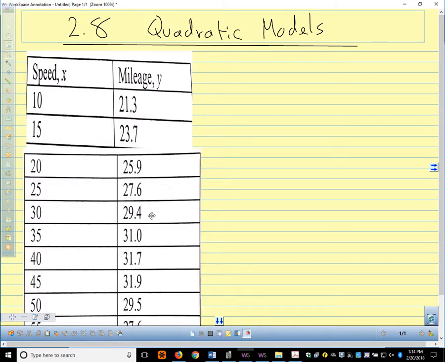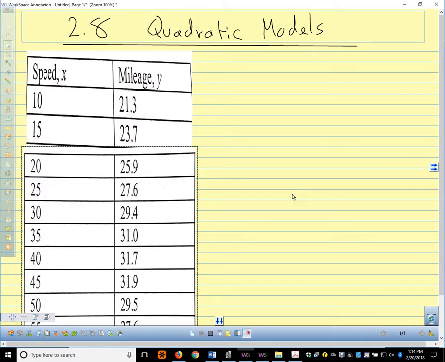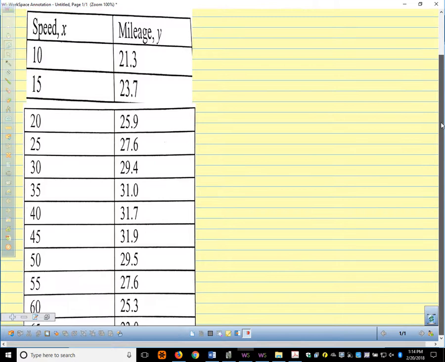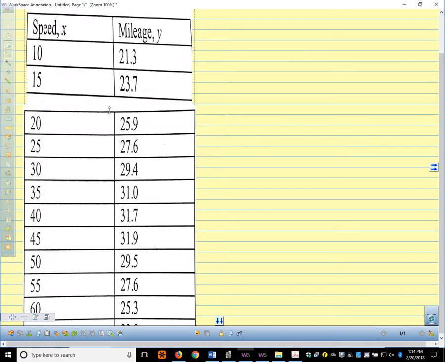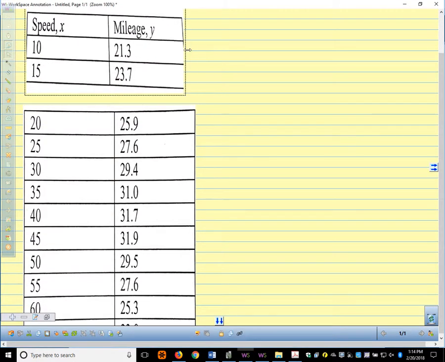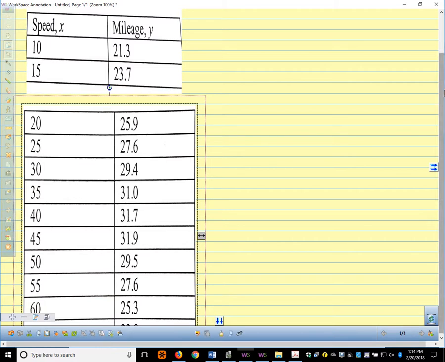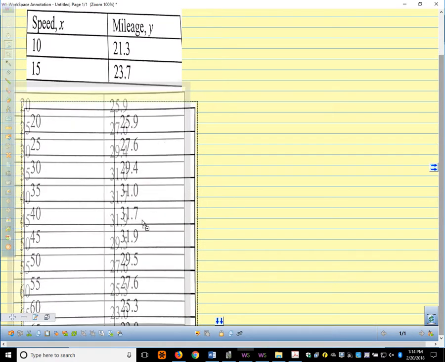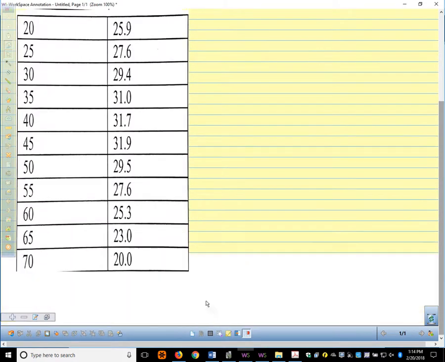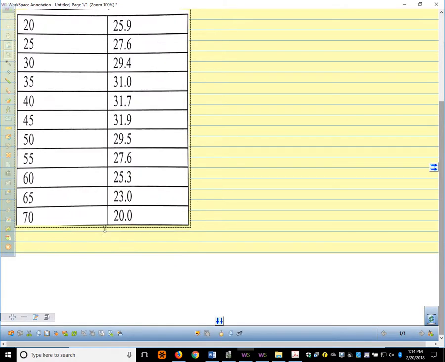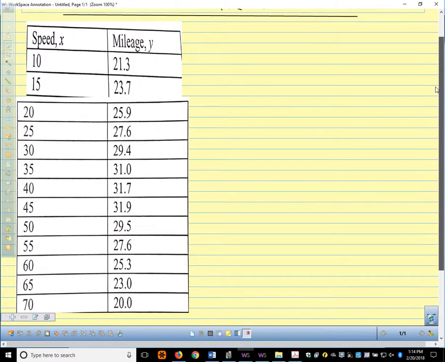All right. So, I'm going to leave this table up here. You're going to need to copy it down for the example that we're going to do.